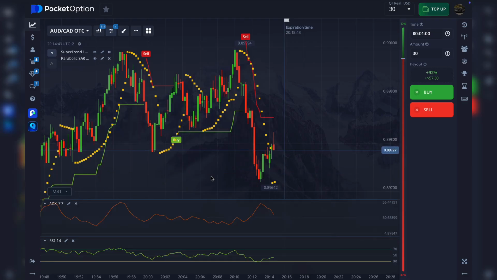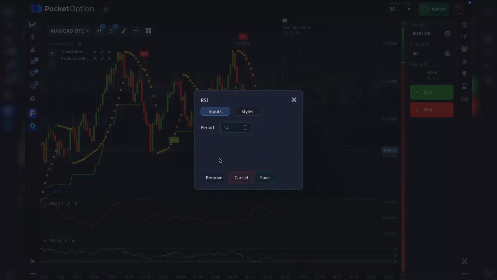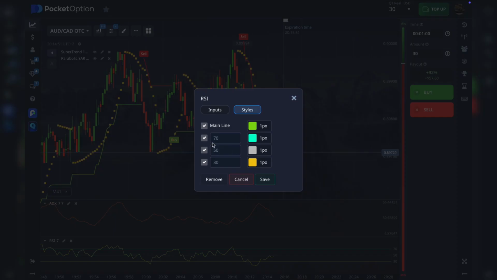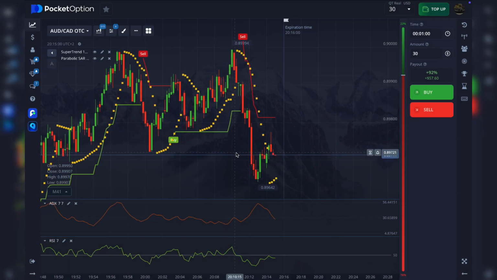And the final indicator will be RSI. Here we go to settings and set the period to 7. Also then we go to styles, and here we need to turn off the top and the bottom lines. So we need to leave only the line on 50 level.